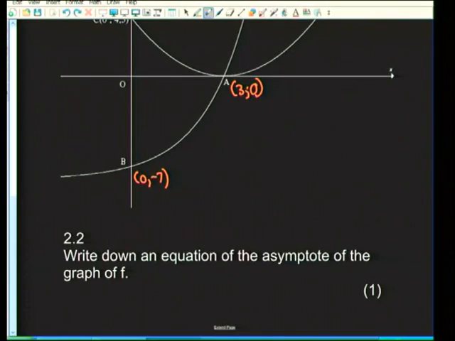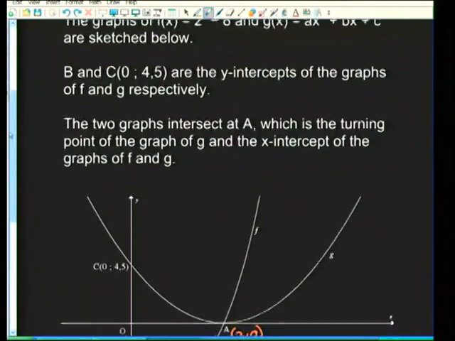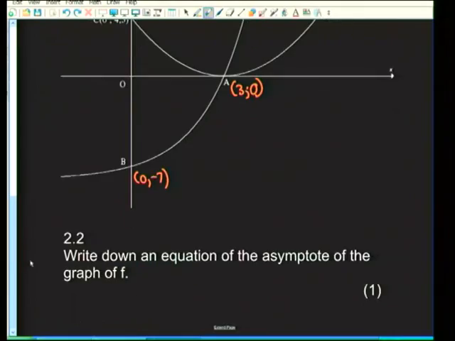Now it says, write down the equation of the asymptote of the graph of f. Now, f was the exponential, and I'm just reminding myself what it said. It's y equals 2 to the x minus 8.